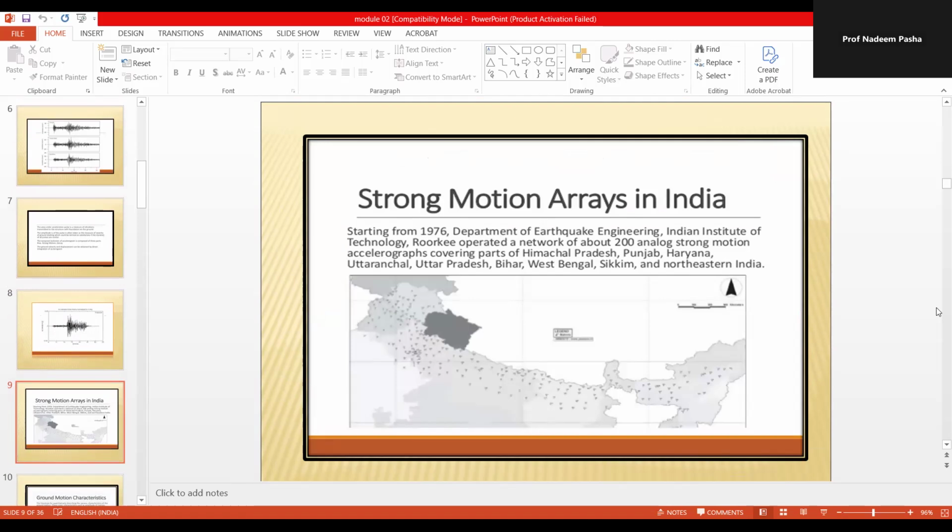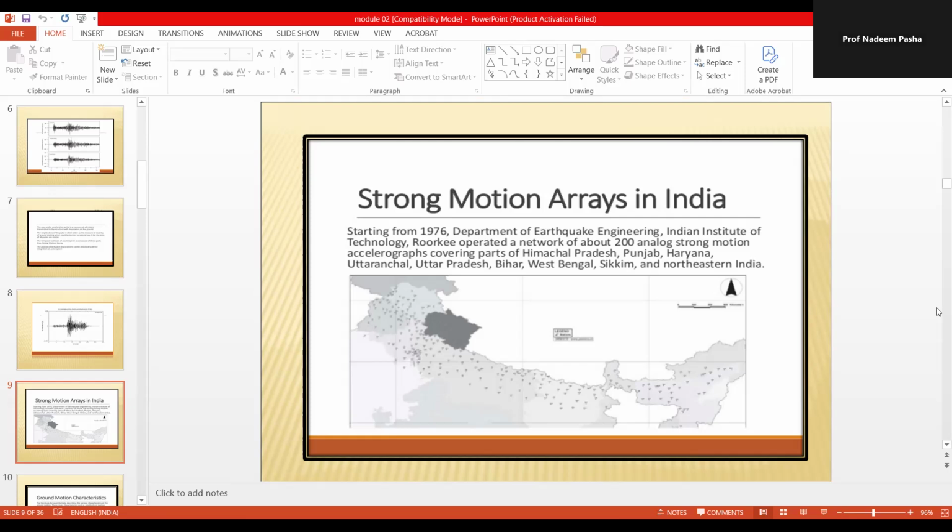Now we will see what we mean by strong motion arrays in India. So what are these strong motion arrays in India? Starting from 1976, the Department of Earthquake Engineering, Indian Institute of Technology, Roorkee operated a network of about 200 analog strong motion accelerographs covering parts of Himachal Pradesh, Punjab, Haryana, Uttaranchal, Uttar Pradesh, Bihar, West Bengal, Sikkim, and Northeast India.